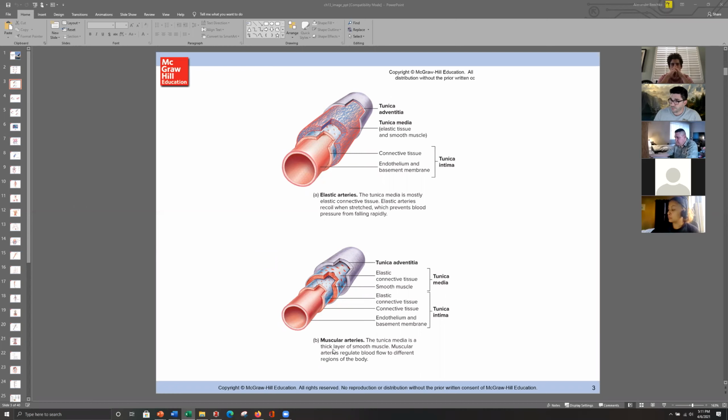So the muscular arteries, which is probably no surprise, the adventitia layer tends to be a little bit thicker, but the biggest difference is that the media layer is mostly smooth muscle. It's mostly smooth muscle that makes up the muscular artery.